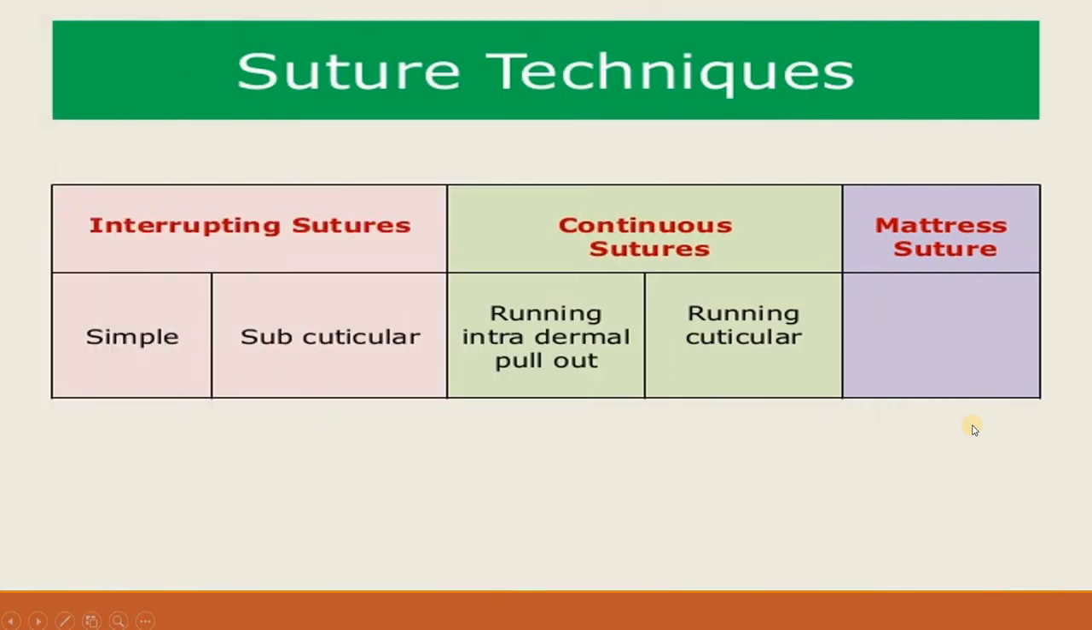Okay, next one is suture techniques: interrupted sutures, continuous sutures and mattress sutures. First one is interrupted sutures. There are simple sutures and subcuticular sutures. And continuous sutures, there are 2 types: running intradermal pulling sutures and running circular sutures. And the last one is mattress sutures.